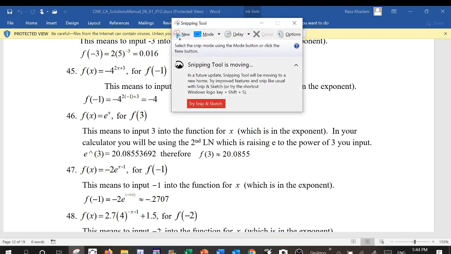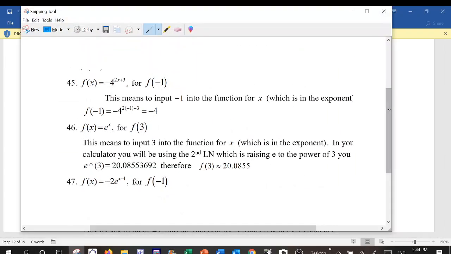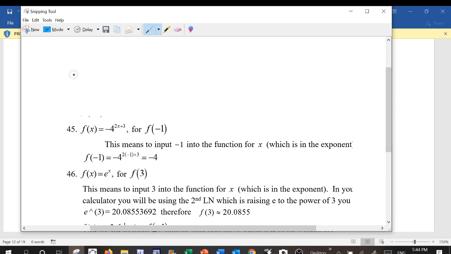Now, of course, you could do it by hand, right? How do we do it by hand? Well, by hand, you say, what is f of -1? That's -4 to the power of 2 times -1 plus 3, right? Which is -4 to what power? 2 times -1 is -2 plus 3 is 1. So that's -4. You can do it by hand. Okay?